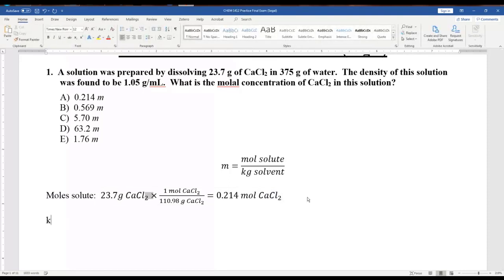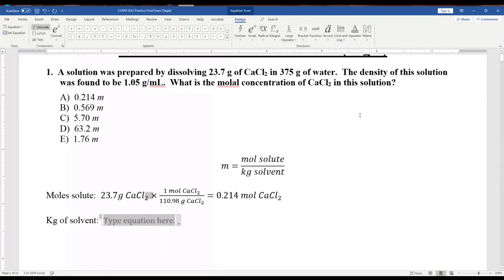We also need to get the kilograms of solvent. So for the kilograms of solvent, I'm going to start with my grams of solvent, which are already given. So I'm going to, once again, insert a little equation, 375 grams.